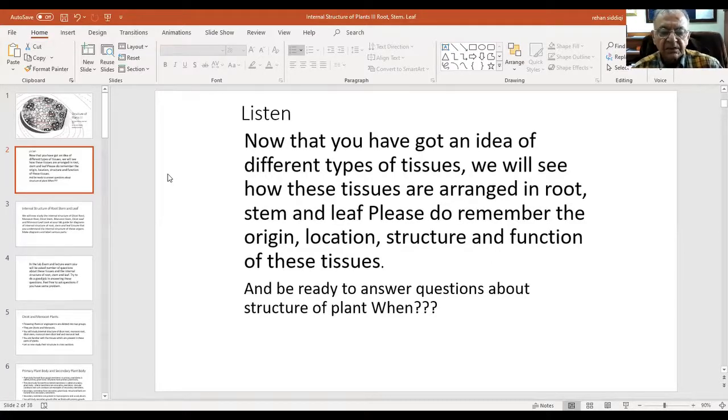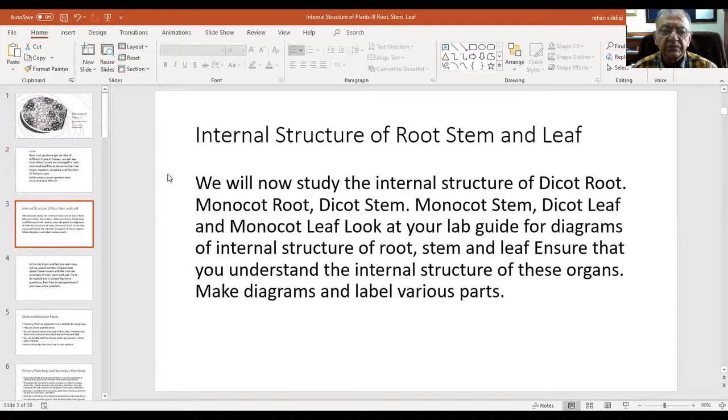And then I'm asking you to be ready to answer questions about the structure of root, stem, and leaf. Then it says when, and there are 3 questions marked. I think everybody got an idea: in quizzes, in the midterm examination, in the lecture examination, and during lecture, I also ask you questions. So you have to answer these questions when I ask you.